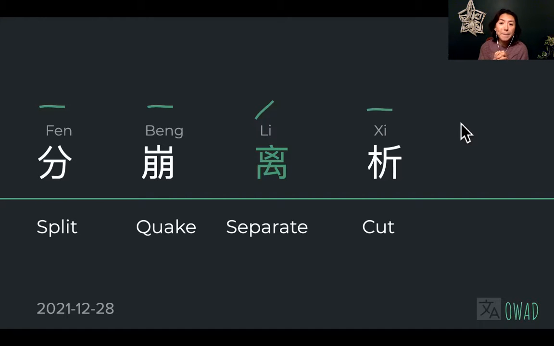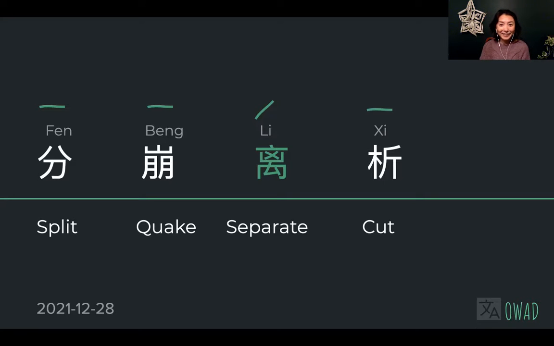Okay, it's a left-right structure. Both of them are meaning makers. The left, we know, is the tree, right? The right is the axe. So it's something used to cut the tree. So this is simply chopping up the tree.